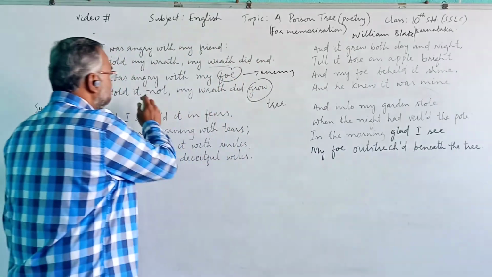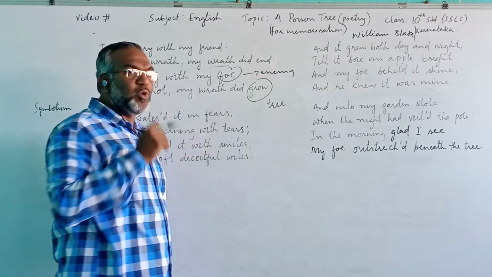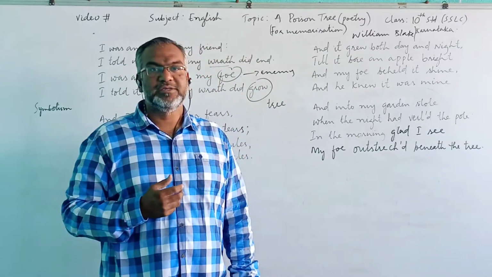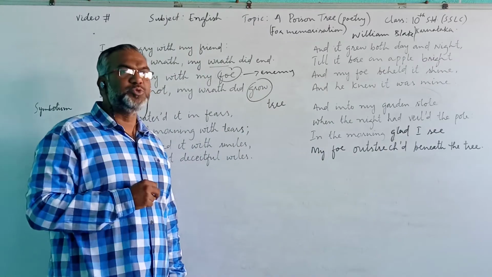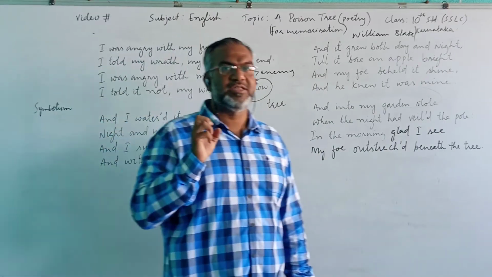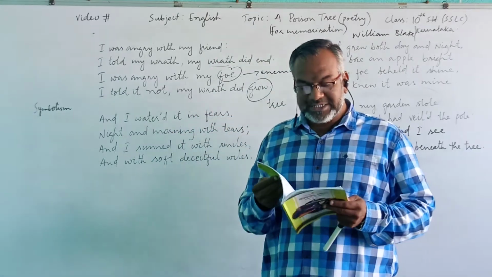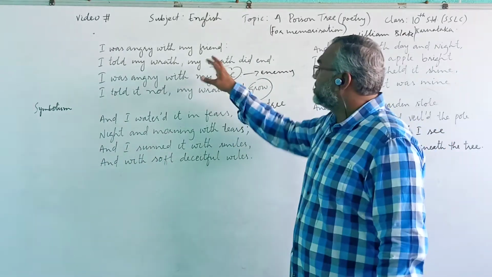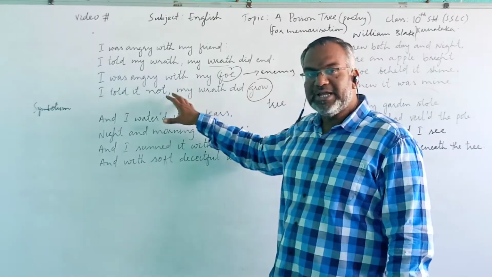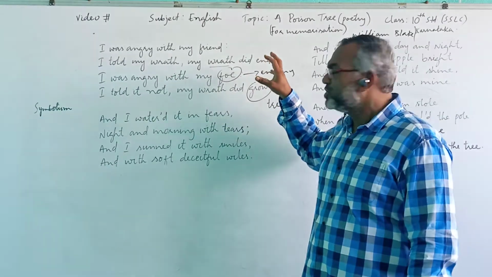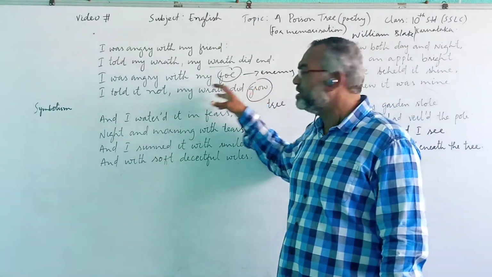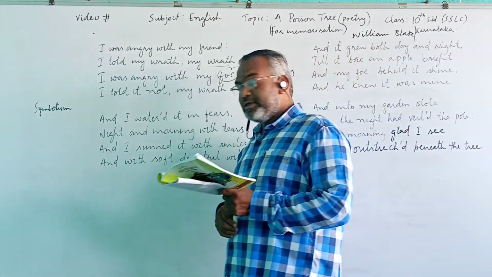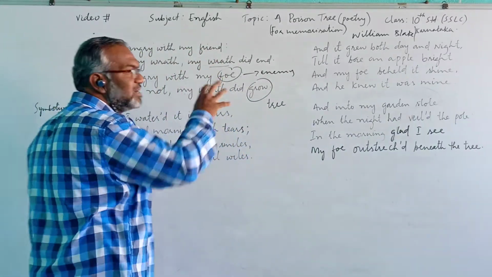So what happened? The wrath, the anger started growing because of not expressing, because of not telling. So in this first stanza, there are 2 different situations. There are 2 different cases. In the first case, the poet talked about his anger with his friend, and the anger came to an end. But in the second case, he did not talk about his anger to his foe. He was angry again with his foe, with his enemy, and the anger started growing like a tree. So the 2 different situations, 2 different results.